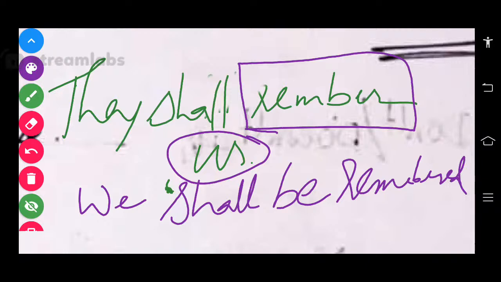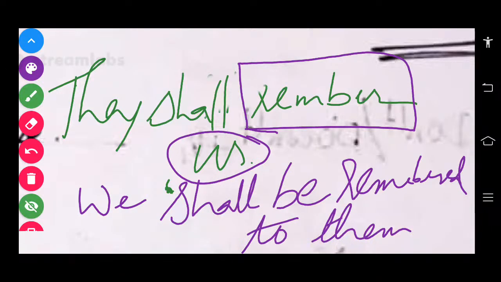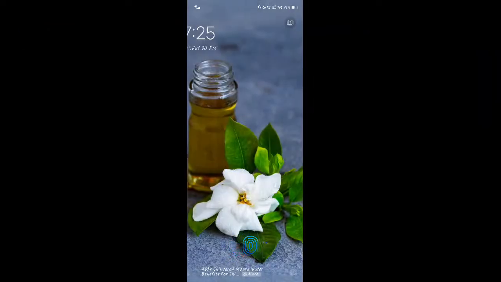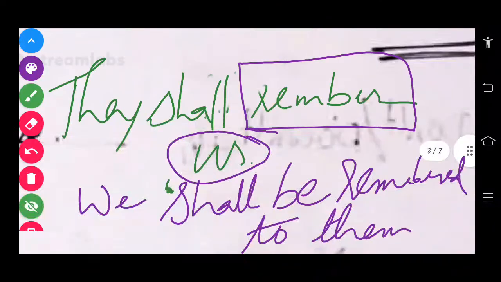We shall be remembered to them, right? We should remember for them, not. Okay, it's not. Shall should not be changed to should. Shall has to be used as shall, but as it is an auxiliary, it has to be followed by the verb be. Okay, that's the rule. Clear, everyone?